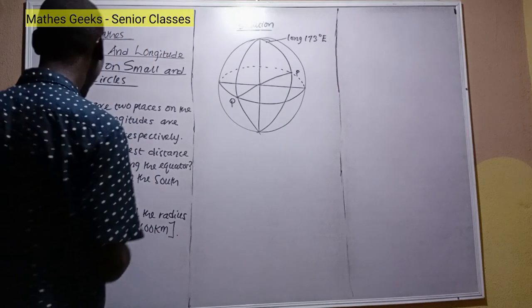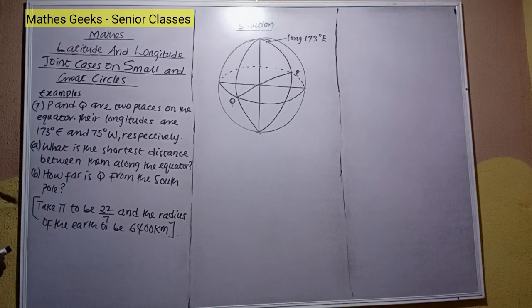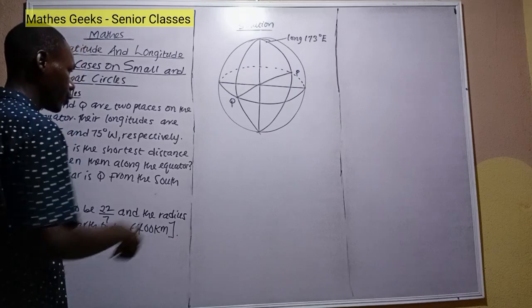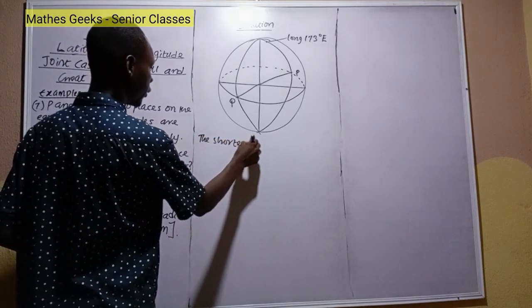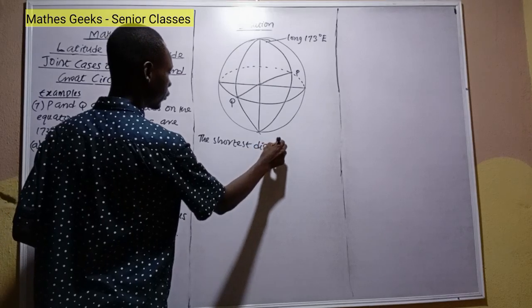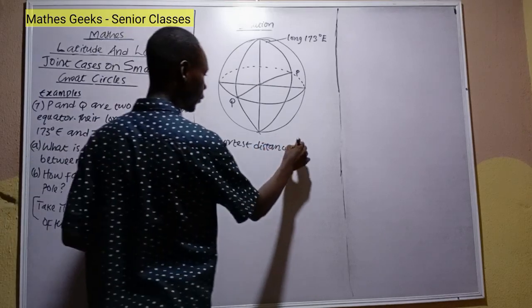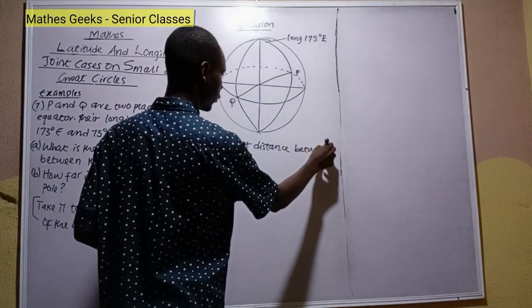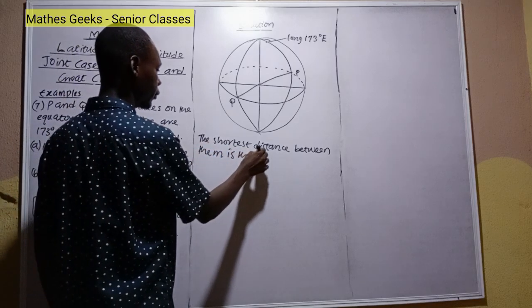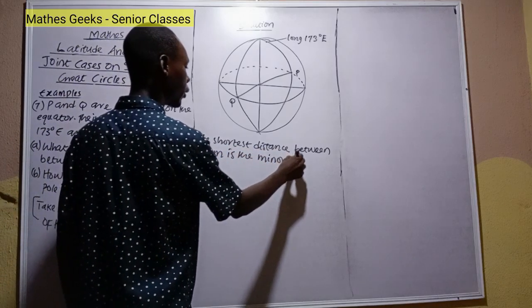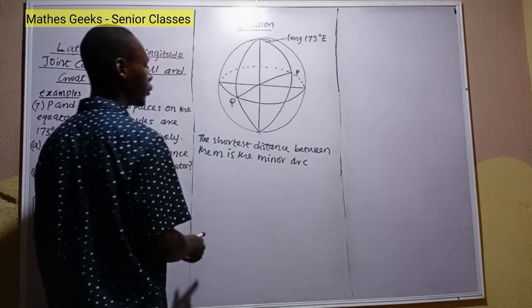Okay, so the question is, what is the shortest distance between them along the equator? The shortest distance between them is the minor arc.